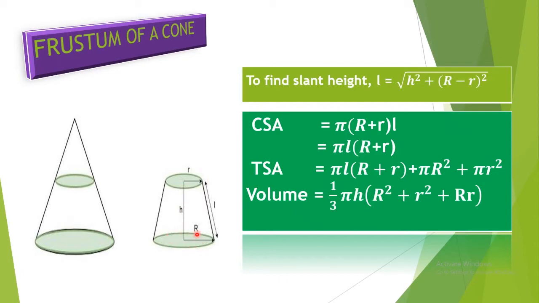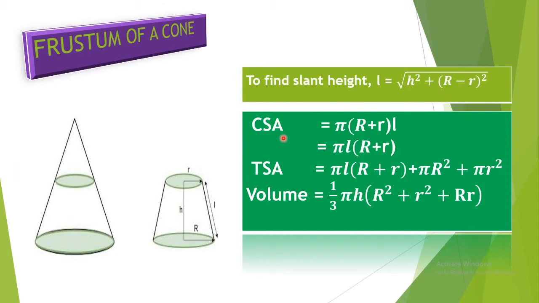So the bigger circle we are taking as capital R, and for the smaller circle we are taking small r. And to find the slant height, the formula has a slight difference. That is, L is equal to root of h square plus (R minus r) whole square, that is the difference between both the radii, squared.